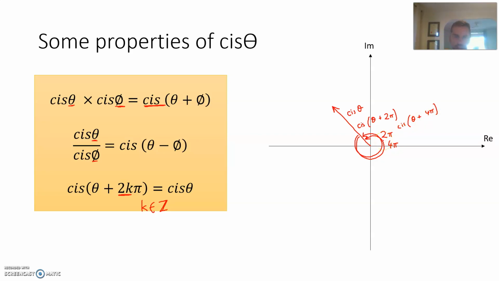So no matter how many times we go around, or in fact, even if we go backwards by negative 2 pi, we're always going to end up back in the same spot. That's all that rule there is saying. And that rule does seem kind of obvious, but it will become really useful a bit later on. So I just suggest that you pause the video and write down those rules in your book to start with.